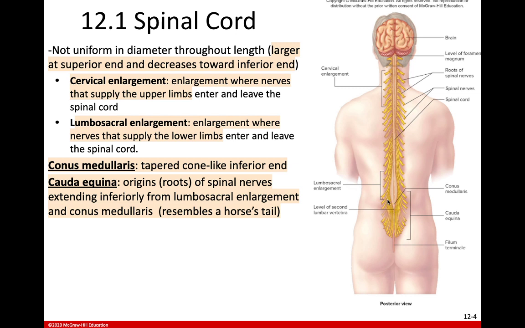And then you can see all these little roots of spinal nerves branching off of that. That is called the cauda equina. The cauda equina basically looks kind of like a horse's tail, and so that's why it's called the cauda equina, equine for horse. It's basically just roots of spinal nerves that are extending inferiorly from the lumbosacral enlargement. So this is the lumbosacral enlargement. All these little roots of these spinal nerves extending off of it that form this almost horsetail-like structure are called the cauda equina.